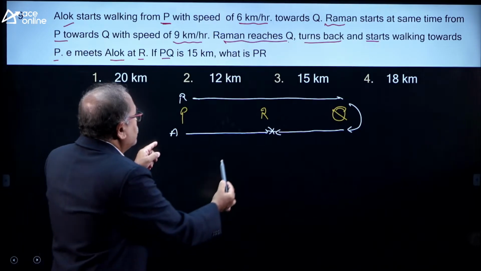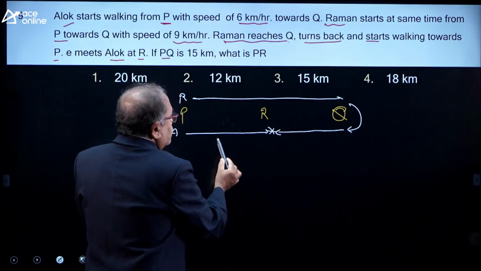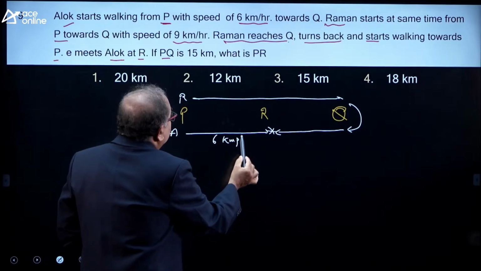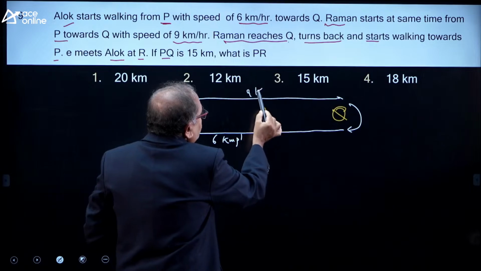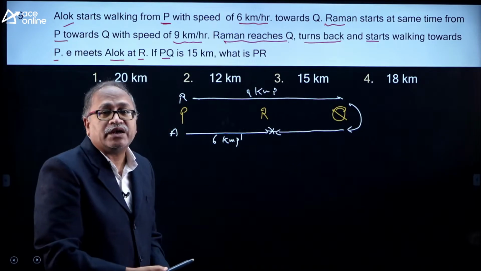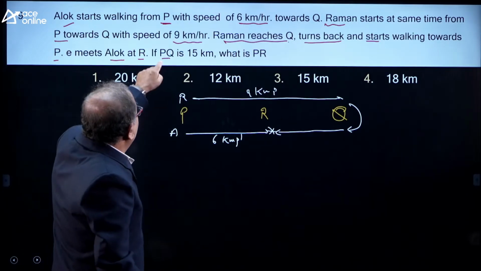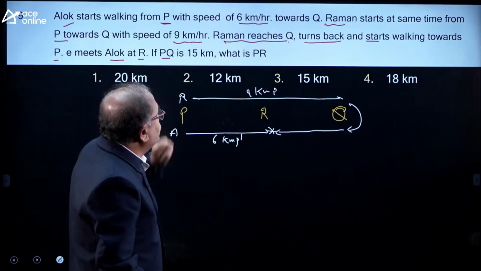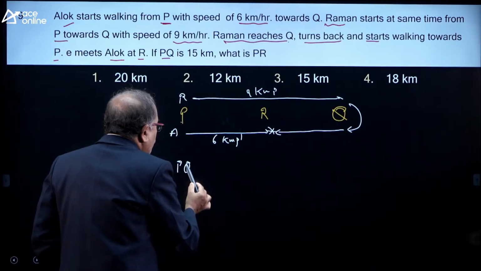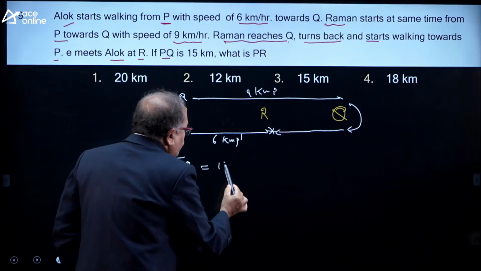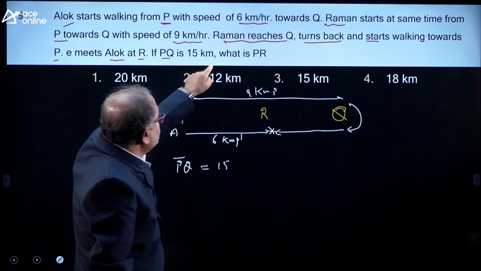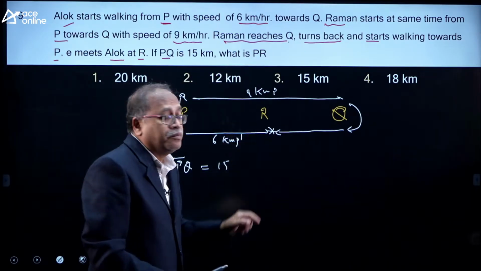Now, here Alok runs only this part with a speed of 6 km per hour, whereas Raman's speed is 9 km per hour. So, Raman goes to Q, turns back and meets at R. What is the question? Now, the question is, if the distance PQ is equal to 15, then what is PR? P to R. So, what is the distance?